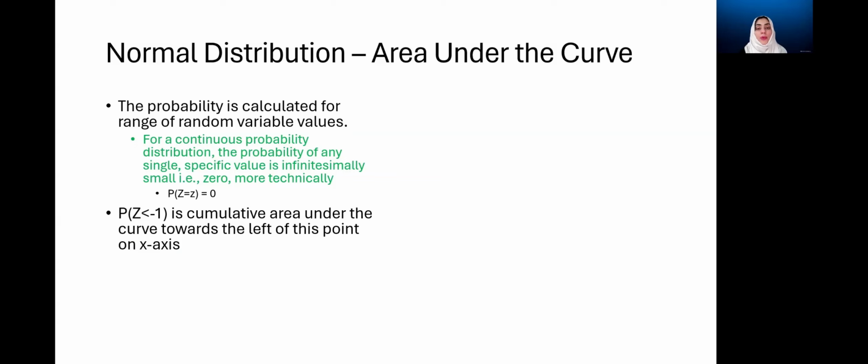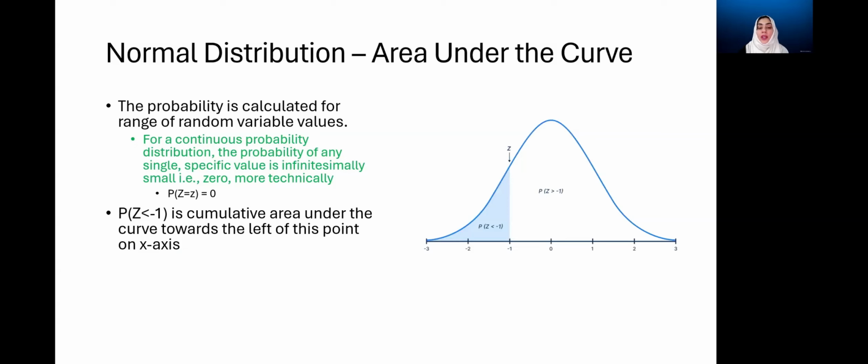So here you see the probability of Z less than -1 is basically the cumulative area under the curve to the left of this point on the x-axis. Here you see the shaded area. This is the area that we need to calculate under this curve. There are mathematical functions available for that, but since this has already been done and consolidated in the form of tables, we only need to go to the tables and find the value we're looking for. In this case, we're looking for a z value of -1, and whatever we find from the table is the area to the left of it.